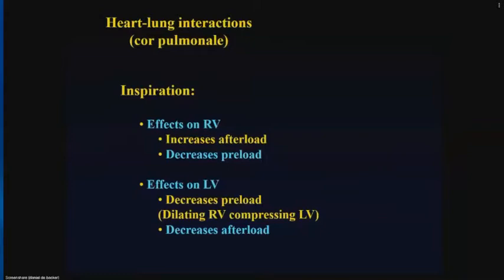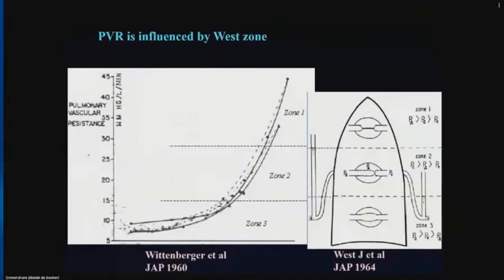It is also important to realize that the vascular resistance is influenced by the West zones, being maximal in zone 1 and lower in zone 3. To which extent these are affected by the pneumonia in these patients is still something we need to look at, because it's interesting to realize that because of the lack of condensation, it is very likely that we may face a lot of zone 1 areas in these patients.